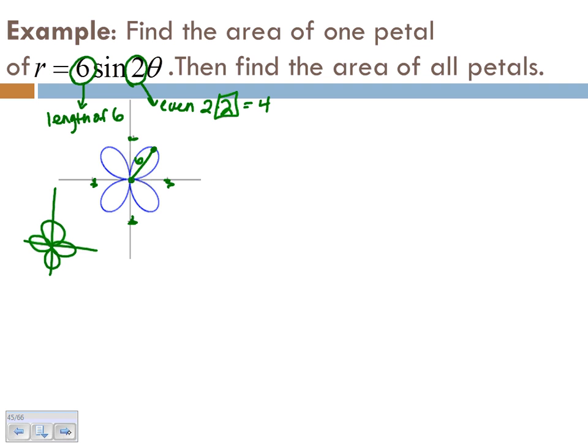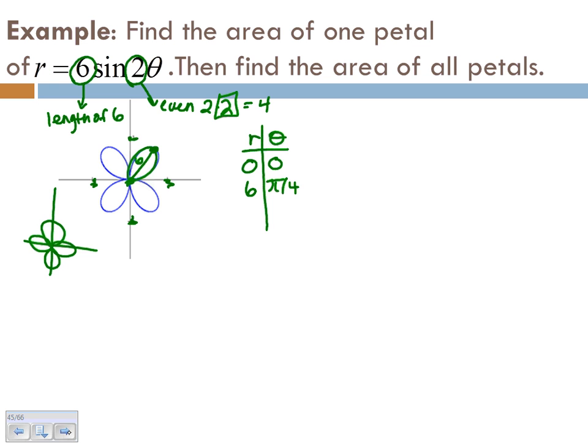So you could also, if you weren't quite sure, if you didn't remember everything, make your r theta chart. So let's pick some. Let's start at 0. And what do we get out? 0. Okay, so I'm right there. Let's go to pi over 4. And what do we get out? 6. So right there I can see that I'm going to have my petals going this way as well, right?